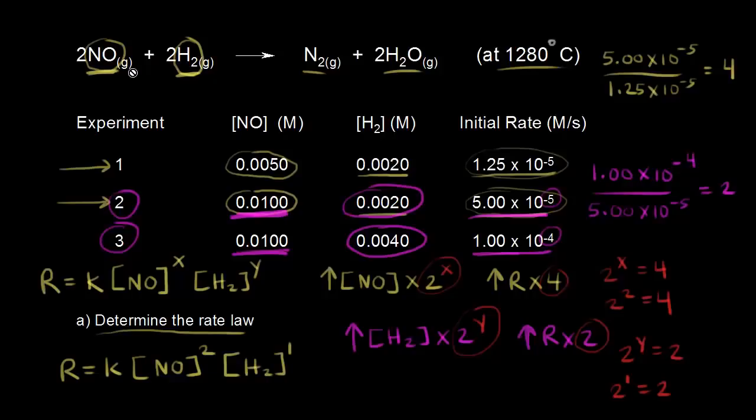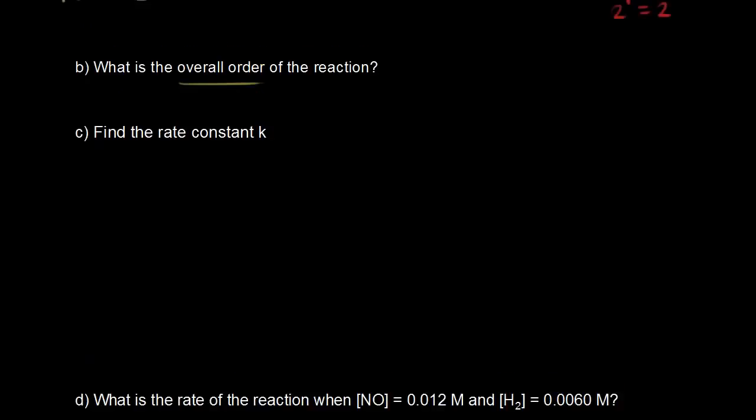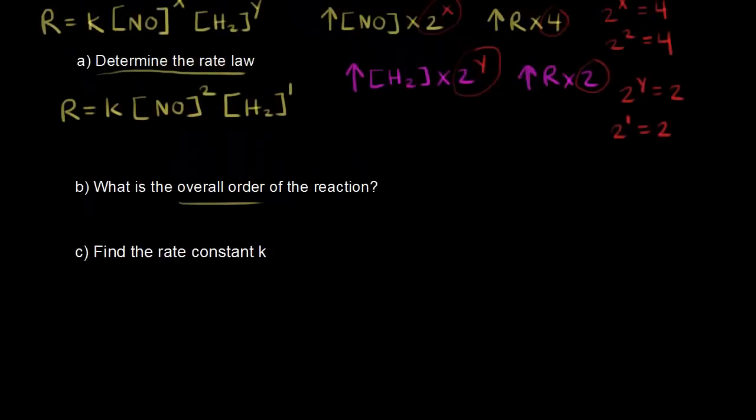In part B, they want us to find the overall order of the reaction. And that's pretty easy to do because we've already determined the rate law in part A. We know that the reaction is second order in nitric oxide and first order in hydrogen. So to find the overall order, all we have to do is add our exponents. 2 plus 1 is equal to 3. So the overall order of the reaction is 3.